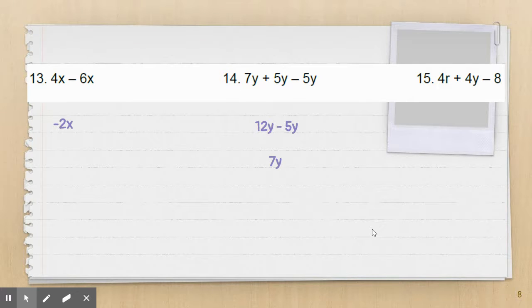15. Do we have any like terms here? We don't. 4r, 4y, and 8 are very different, all right? None of them are the same, so we can't do anything with this expression, so we just have to rewrite it. It's already in alphabetical order, so we just leave it like it is.